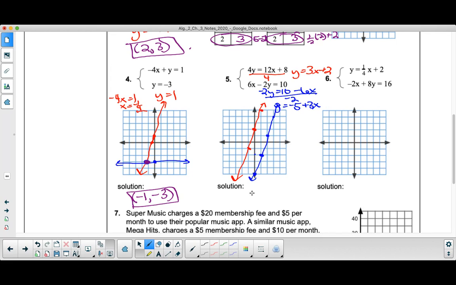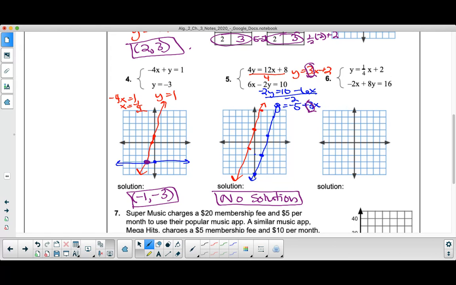All right, so what do you notice with this one? We said a solution has to be where our lines intersect. These two lines don't intersect. Why don't these two lines intersect? Well, what do you know? They have the same slope. Remember, same slope means parallel lines. So parallel lines, remember, never touch. So if you have the same slope, you have parallel lines. So that means there is no solution. And that might happen sometimes. And graphing kind of helps show you that.